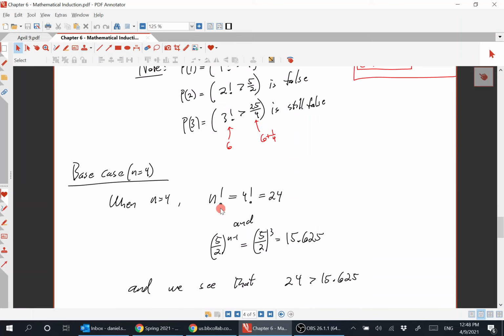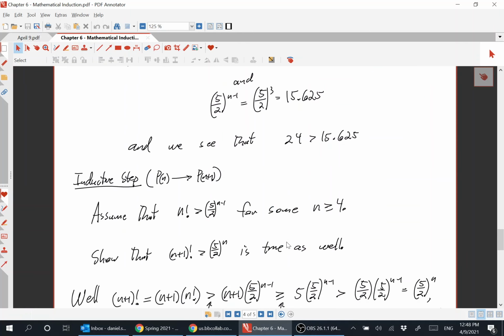All right, well, when n equal to 4, n factorial is 24, and 5 halves to the n minus 1 is 5 halves to the third, which is 15.625. And you see that 24 is bigger than 15.625. All right, inductive step. Pn implies Pn plus 1. So we assume Pn is true for some arbitrarily chosen member of the domain, n equal to 4.